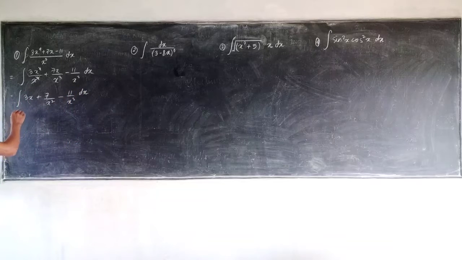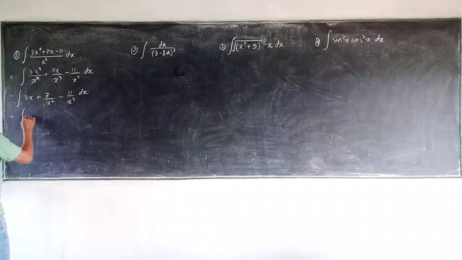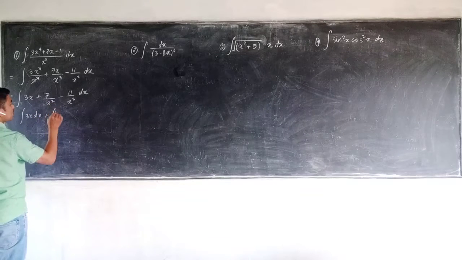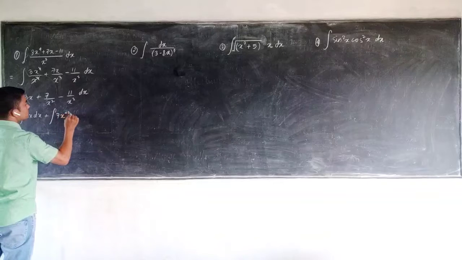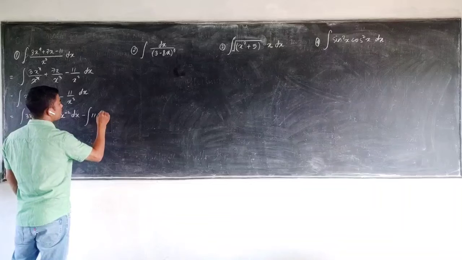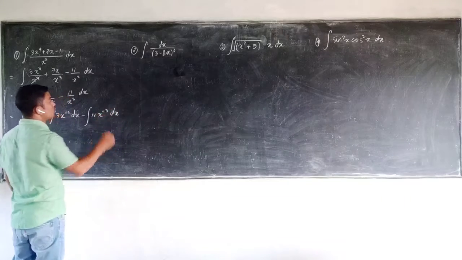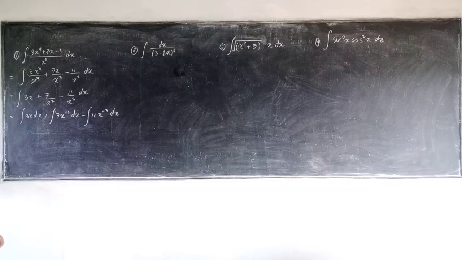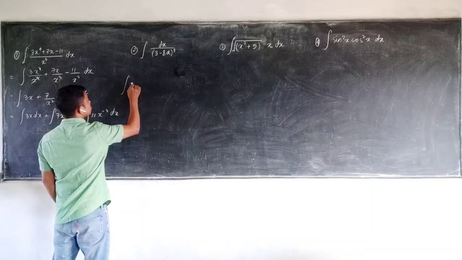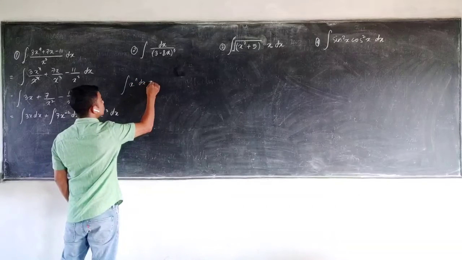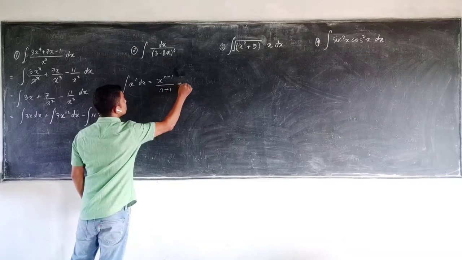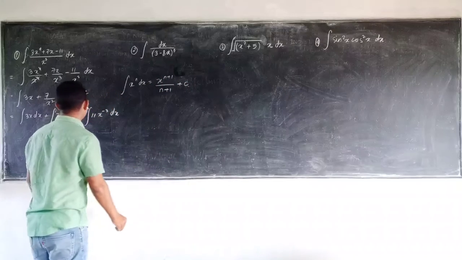So I can also write it as the integral of each of the terms: integration of 3x dx plus integration of 7x to the power minus 2 dx, and then finally minus integration of 11x to the power minus 3 dx. If you have gone through the formula of integration of x to the power n, what was that? The integration of x to the power n dx is equal to x to the power n plus 1 divided by n plus 1 plus c, where c is the constant of integration.